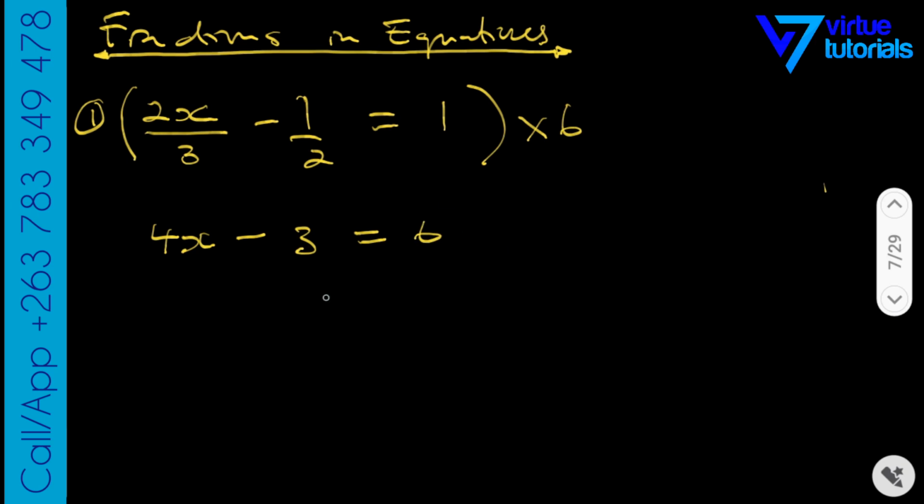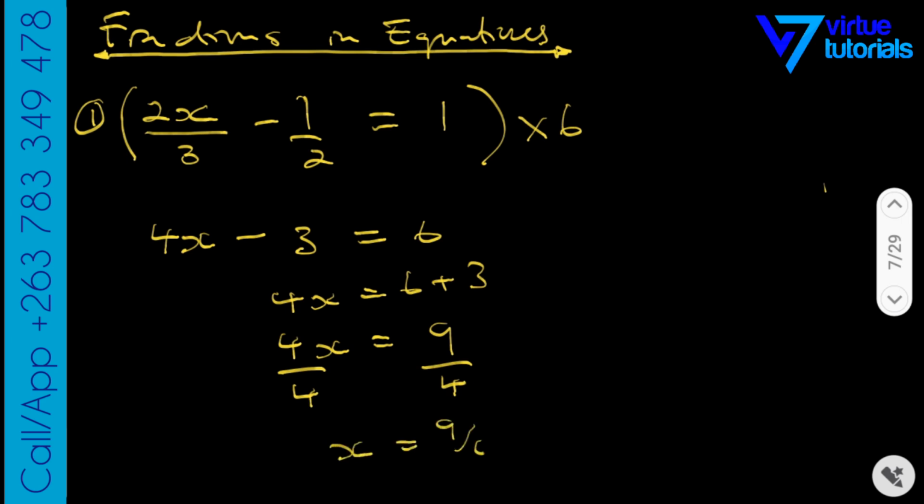So I take this 3 to the other side. I now have 4x is equal to 6 plus 3. 4x is equal to 9. Divide both sides by 4. My x is equal to 9 over 4, which becomes 2 1/4. Right. So that's it. We've solved that equation with a fraction.